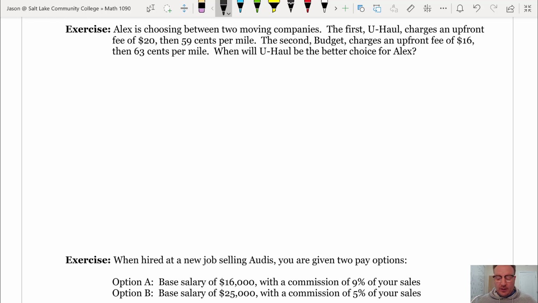So we need a cost function for each company, one for U-Haul and one for Budget. So let's do U-Haul's first. I'll say C sub U for cost function for using U-Haul, and let's just use maybe x for miles. Okay, so this is going to be the fixed cost of $20 plus 59 cents per mile. I'll write that as 0.59x. So that's the cost function for U-Haul. What about the cost function for Budget? I'll call that C sub B of x. The fixed cost for Budget is $16 and then 63 cents per mile, so this will be plus 0.63x.